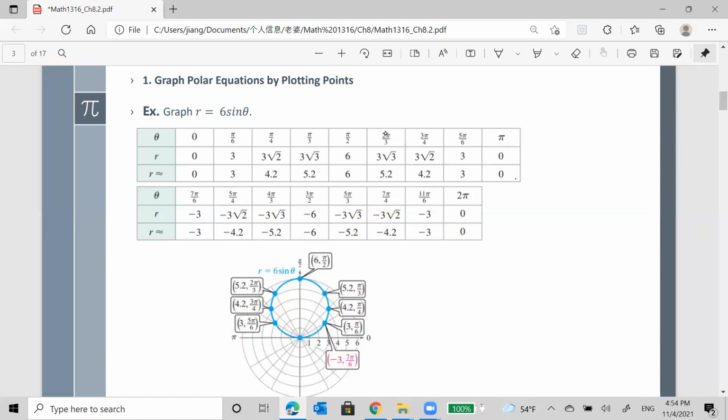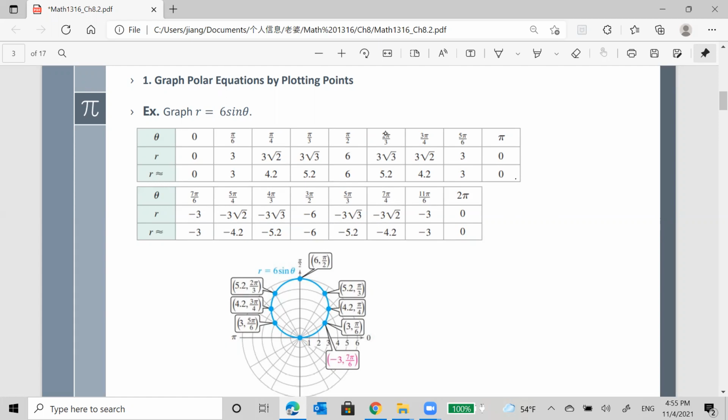r equals 6 times square root of 2 over 2. That's 3 times square root of 2. We know square root of 2 is about 1.41. So 3 times 1.41, that's about 4.2. Keep one decimal place. And then continually, we find the r values by the special angles. From 0 to 2 pi, that's one full cycle.